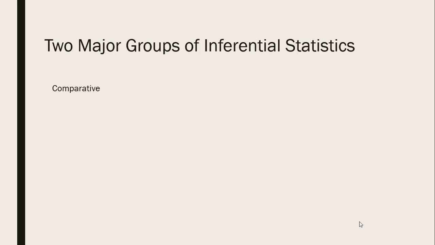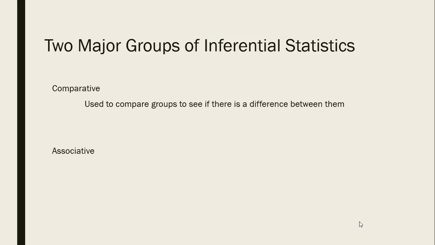So as we move into inferential, there are two groups of inferential statistics. There's comparative, and with comparative, we are comparing groups to see if there's a difference between them. We can compare a population to a sample, we can compare two groups, we can compare 3, 4, however many groups are needed. And we'll talk about how the number of groups that we're comparing is one of the major things that lets us decide which test among the comparative tests we should be using. With associative, here we're looking at the association or relationship between two or more variables.